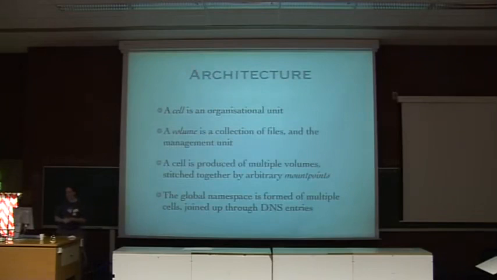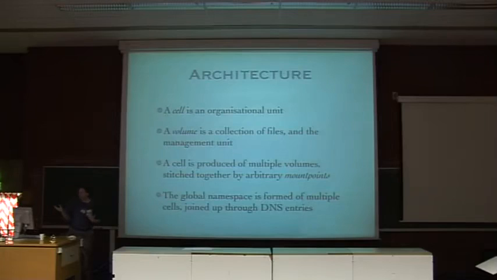Just a quick bit on its architecture. Everybody in AFS will talk about cells. A cell is the organizational unit. Within a cell, you have a set of volumes. A volume is typically something like a user's home directory. It's volumes that, as I mentioned before about things being moved around between file servers, you would move around.